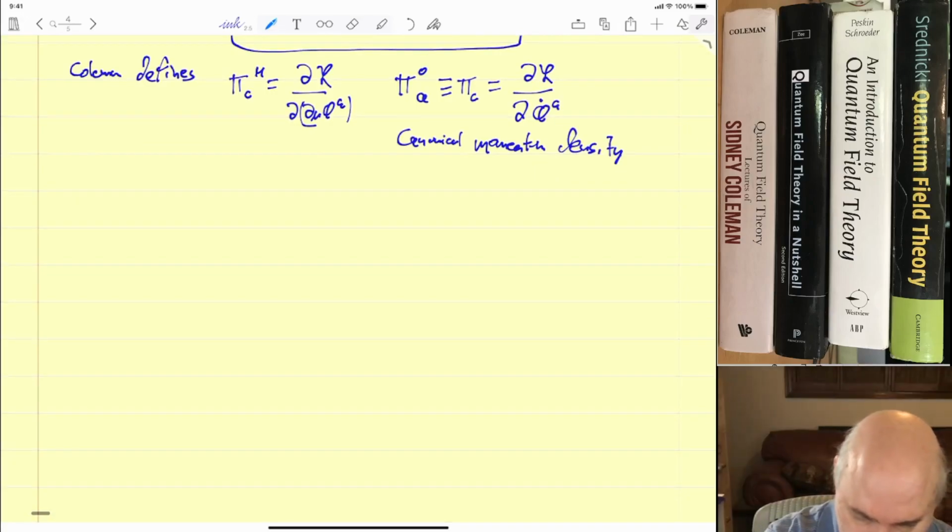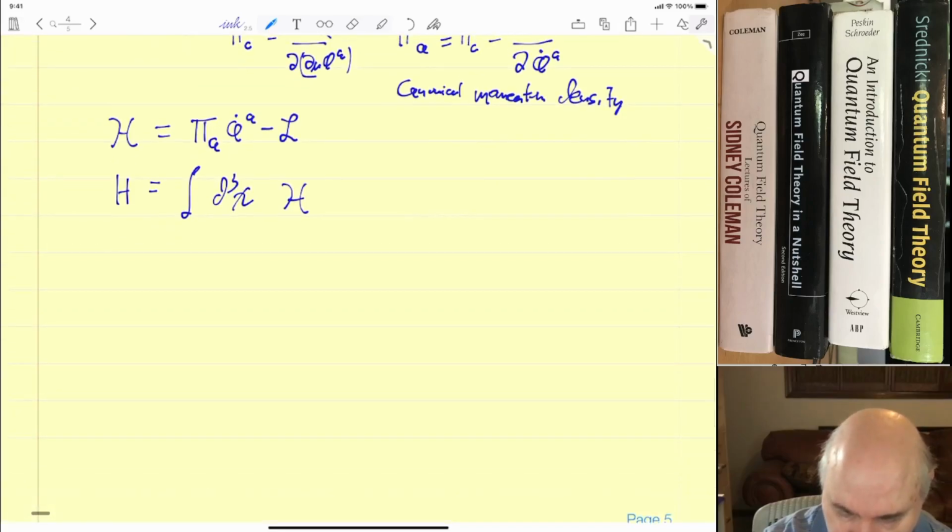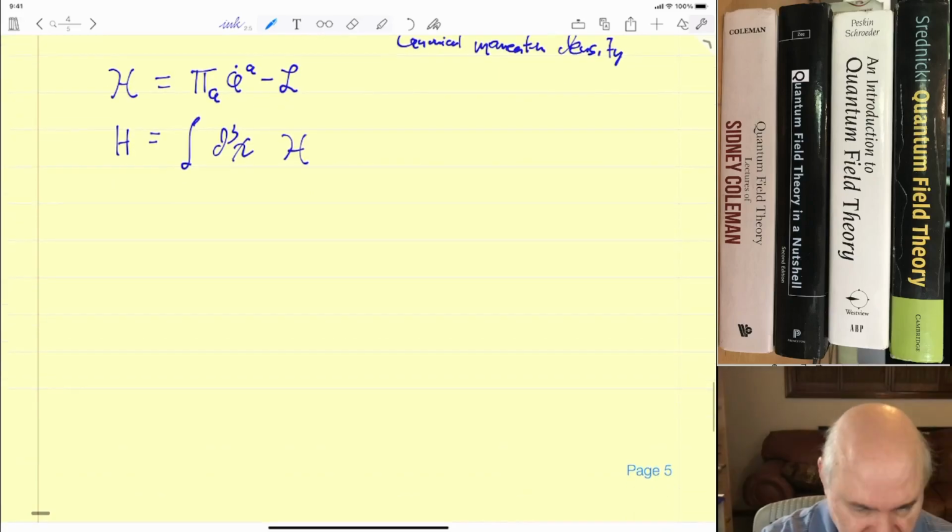Okay. The Hamiltonian density is defined in the same way as in classical particle mechanics. Pi A phi dot A minus L. And the Hamiltonian is defined the same way. So again, H is the Hamiltonian density. The non-script H is the Hamiltonian. And that's that.